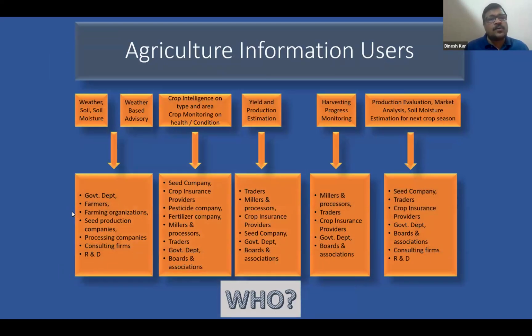Now, who are the different players using it? The list I've given covers almost all the players in the value chain, whether it is government departments, processing, consulting firms, the millers, the traders, boards and associations, crop insurance companies. All are using different types of information. And I've highlighted one case, that of a trader.